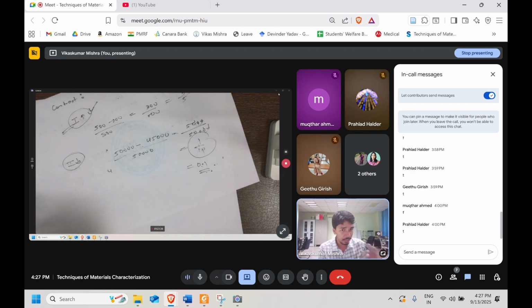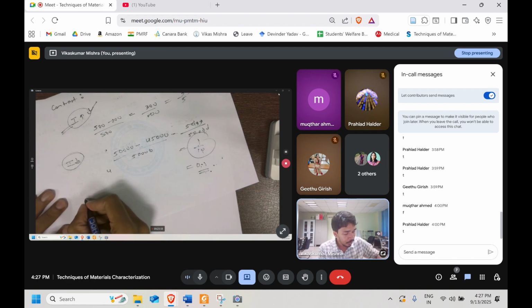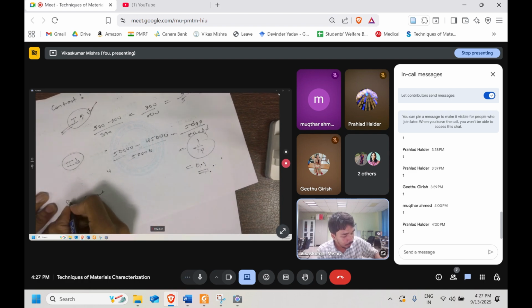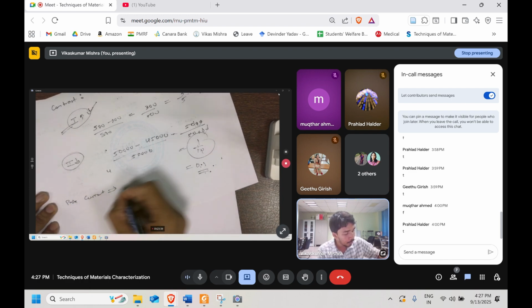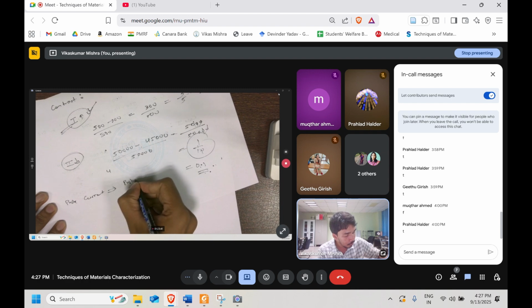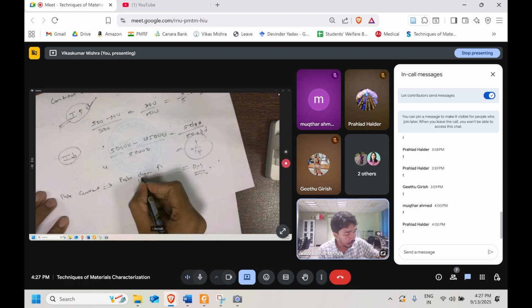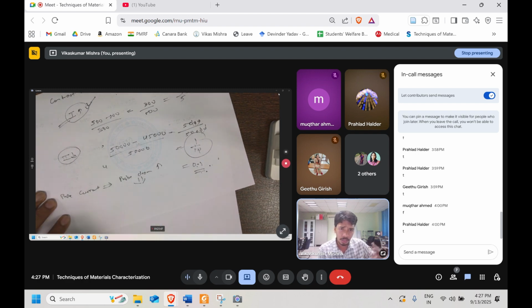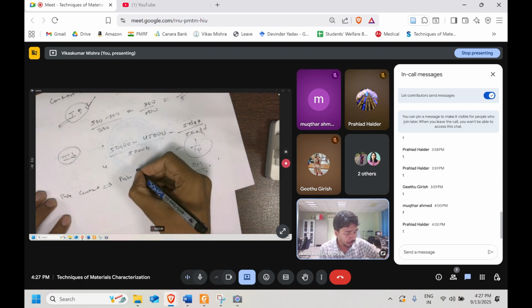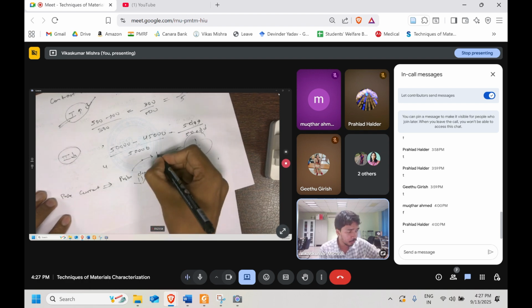So the entire scenario we can think of is that if I'm increasing the probe current, what does it mean? The probe diameter is increasing, and with that we are getting more and more signal. But also, since the probe diameter is increasing, the resolution is decreasing.